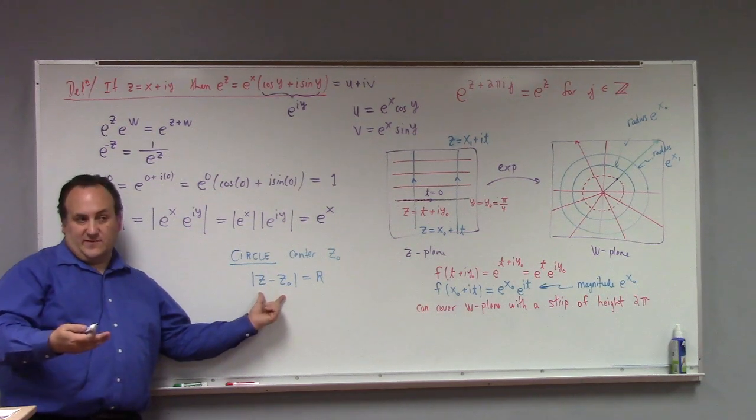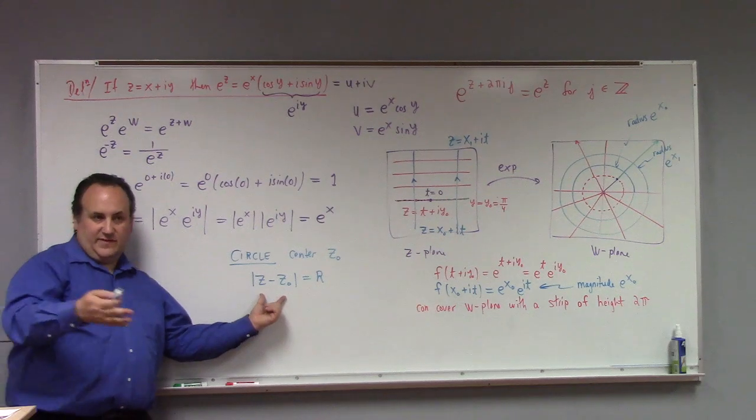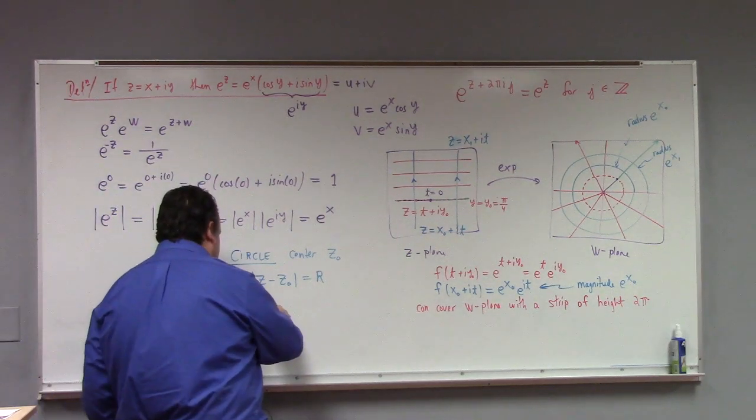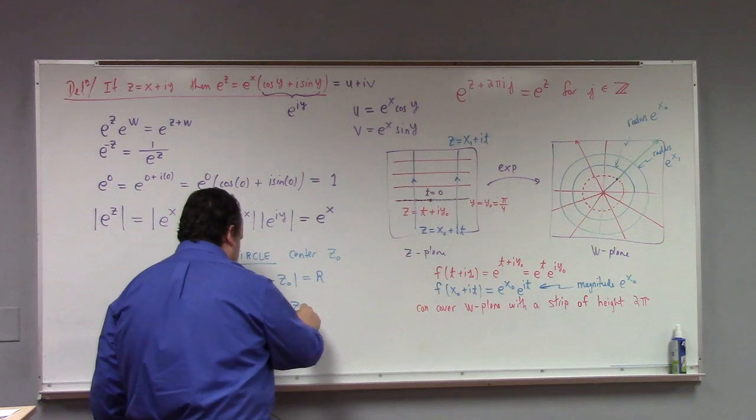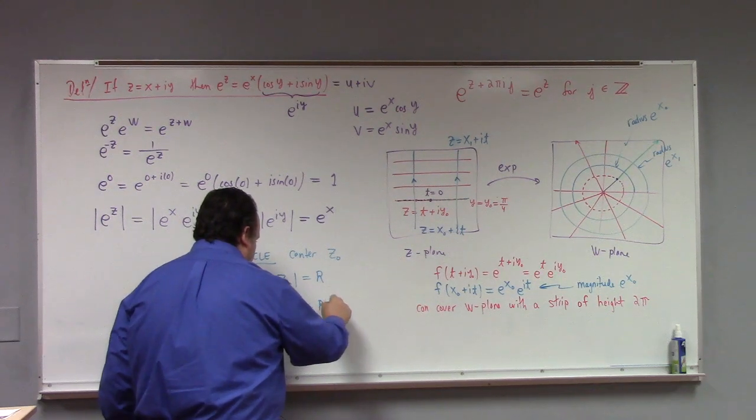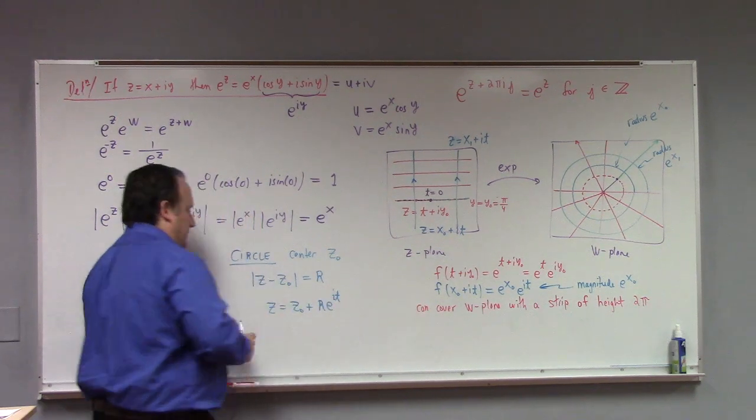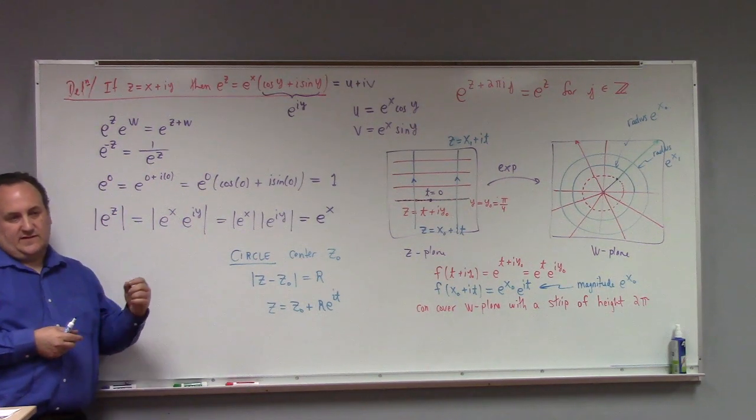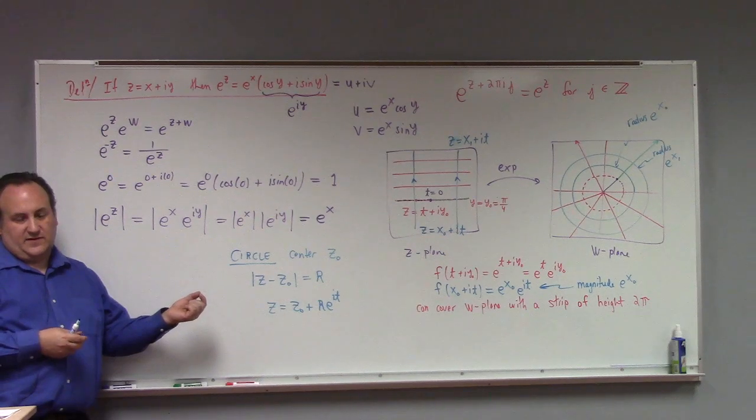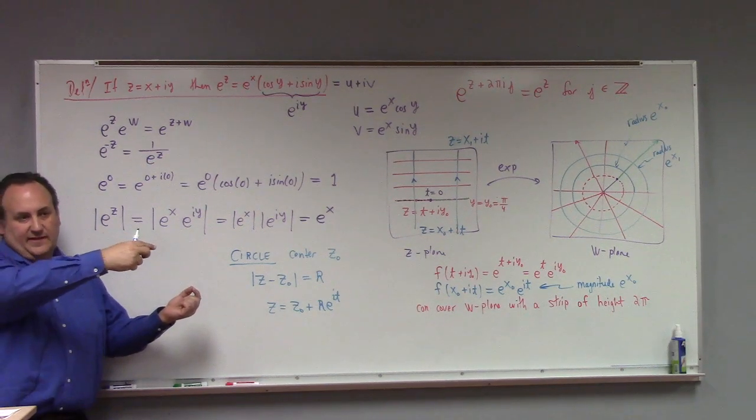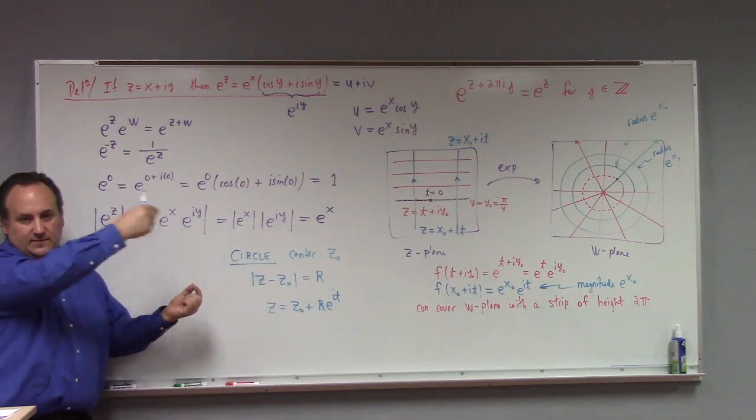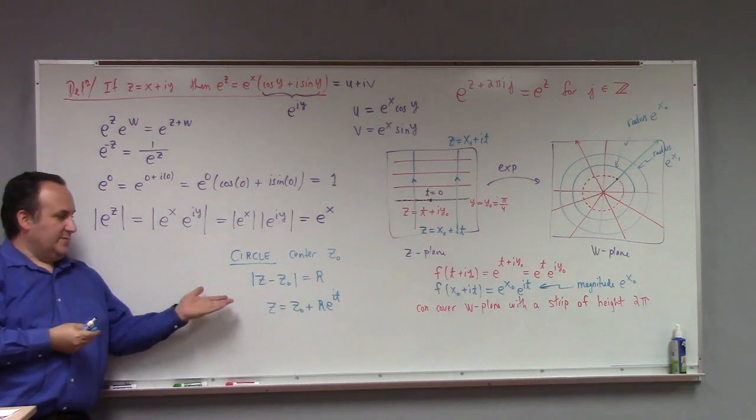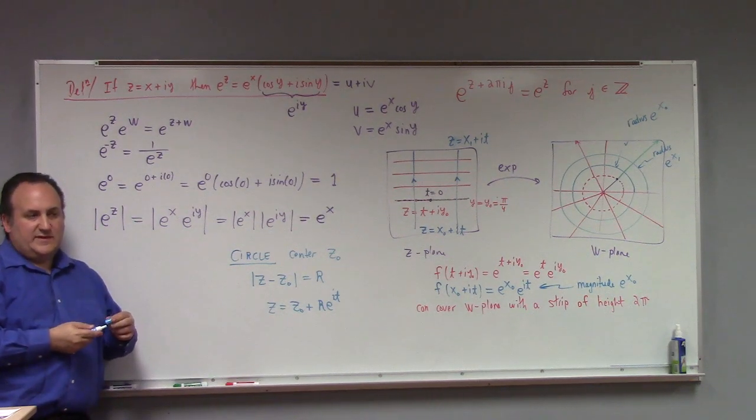How would you parameterize a circle? Simply this. You just write z is equal to z naught plus r e to the it. That is a parameterization of the circle. Because what it does is it goes to the center of the circle, and then it goes a distance r out from the center, and then that e to the it rotates around. So that's a simple way to build the parametric formula for a circle. We'll need that later in the course. It'll be a while before we get back to it.